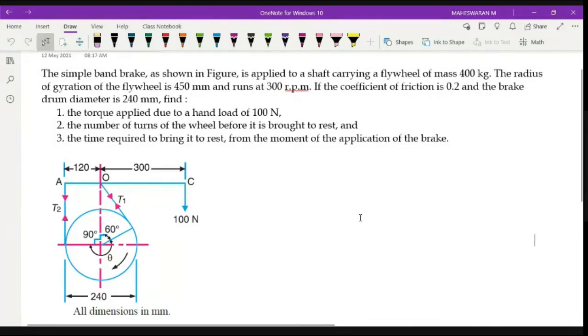Similar type of question. Okay, so let us write out the given data. You have the mass of the flywheel m, which is equal to 400 kg.